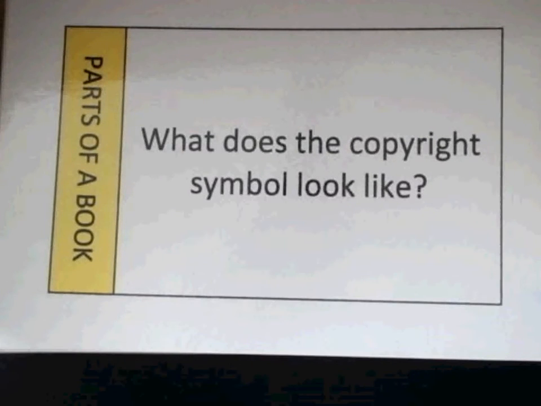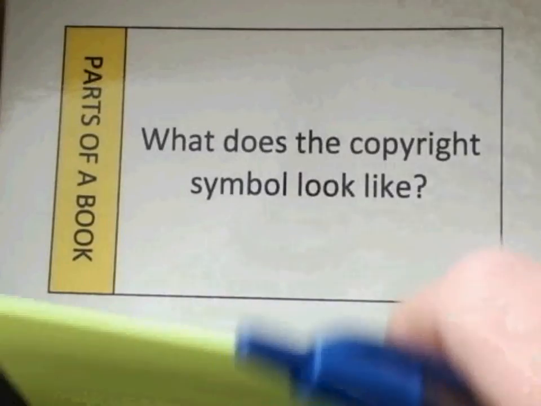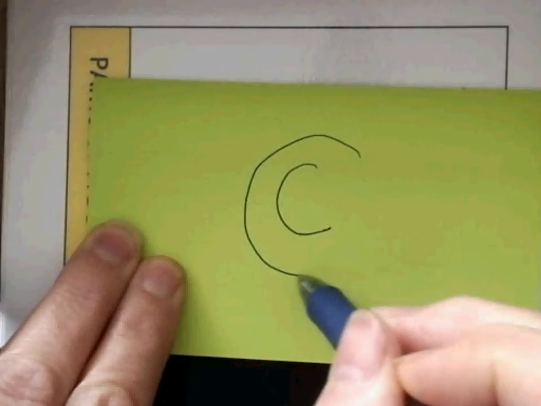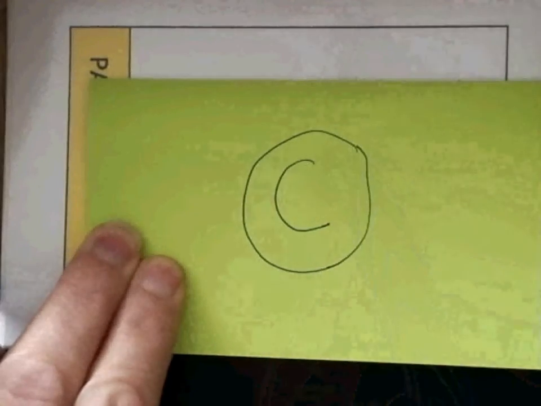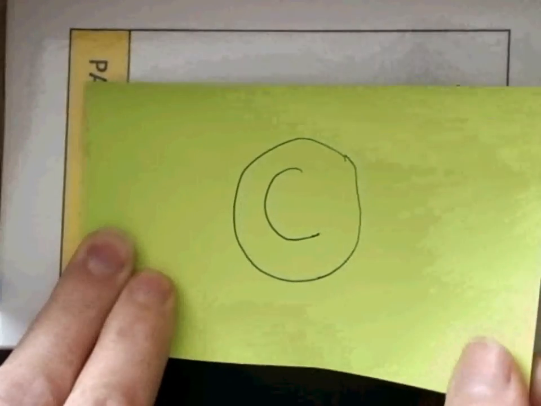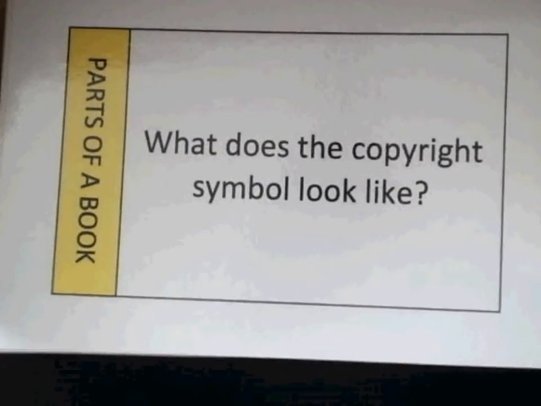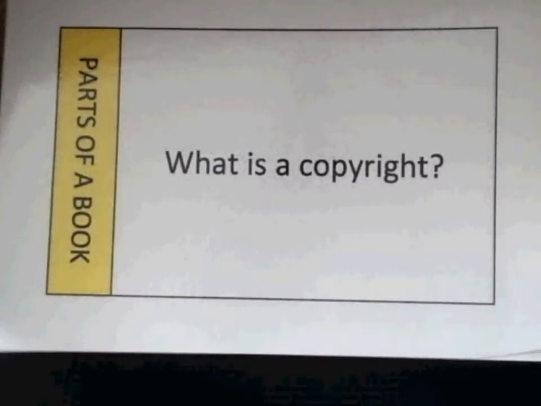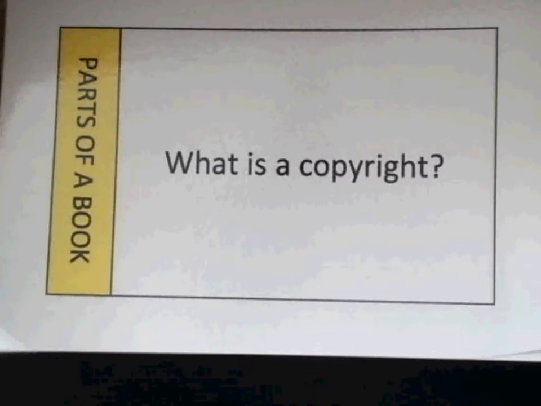Well, we saw it, if you remember looking up ahead a little ways. It is a letter C inside of a circle. That is a copyright symbol. That's what it looks like. What is a copyright? Copyright is a legal way that authors are protected so that nobody else can copy their work.